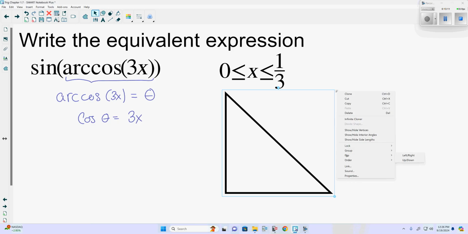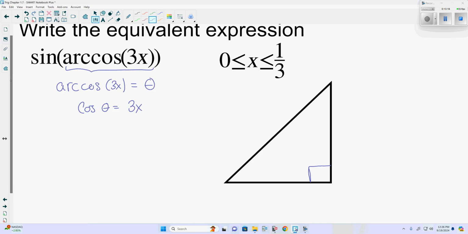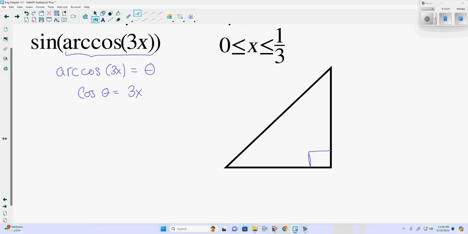I'm going to make a triangle and call this our angle, because again, we're getting a picture, something we can refer back to. Cosine of this angle is 3x. Well, cosine is adjacent over the hypotenuse. So the adjacent side here is 3x. The hypotenuse is 1. Now they told us x has to be between 0 and 1/3.